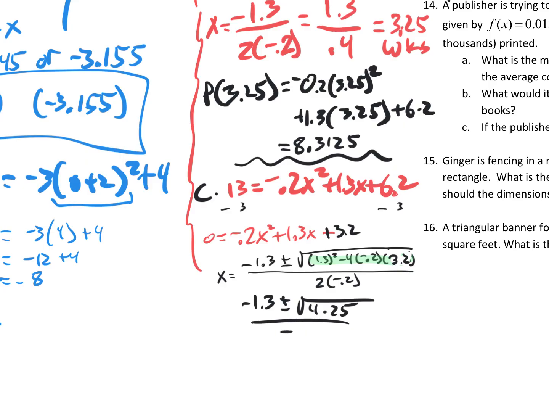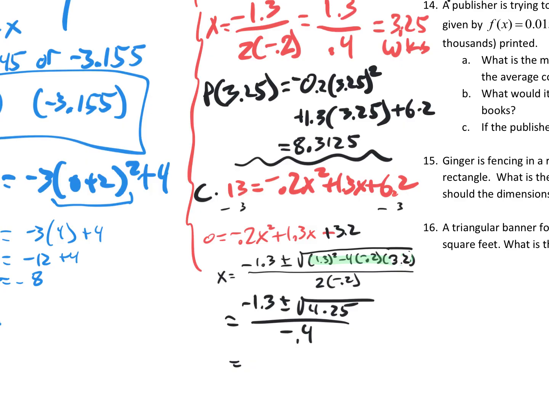Okay, so we got negative 1.3 plus or minus the square root of 4.25 all over, maybe I'll go ahead and multiply that, negative 0.4. And now I can calculate that whole thing easily. Make sure you put the whole top in parentheses if you're doing this on your TI calculator.